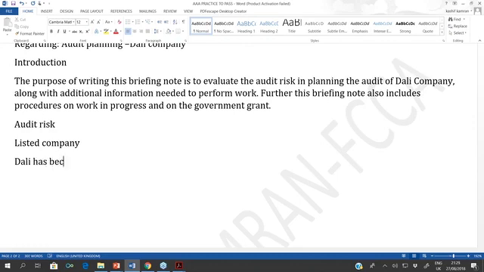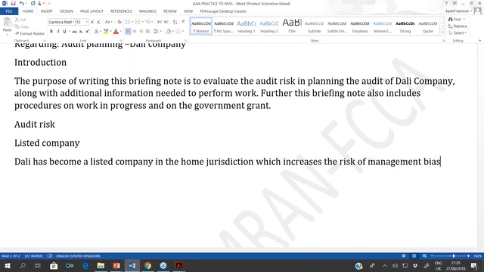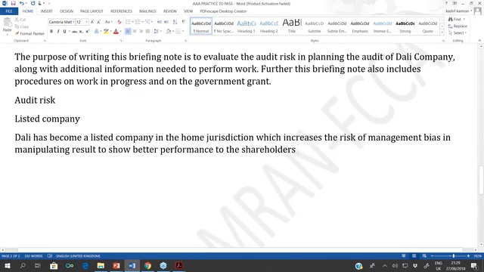Dali has become a listed company in the home jurisdiction, which increases the risk of management bias in manipulating results to show better performance to the shareholders.